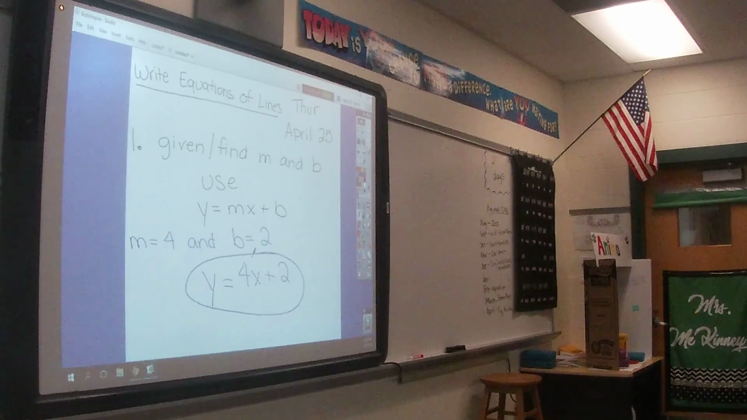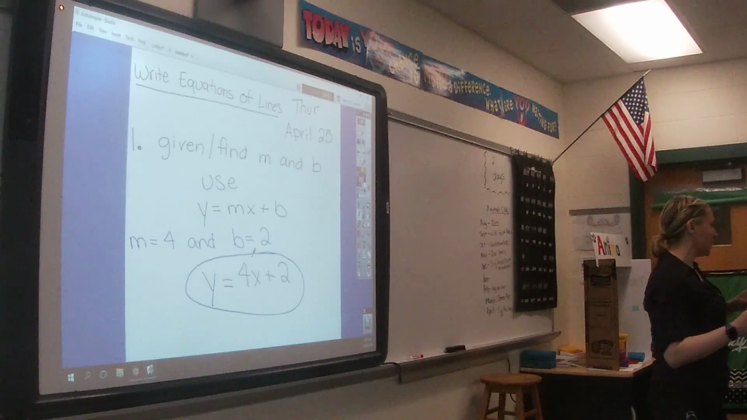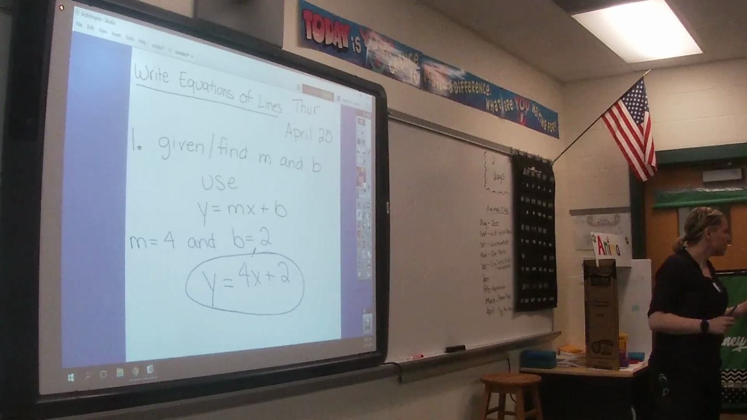You don't have to do anything with it. It's not asking you to graph it. It's just saying, what's the equation of the line? We just want to make sure that we recognize what we would do if the words were written out. That's usually the piece that trips up my students.